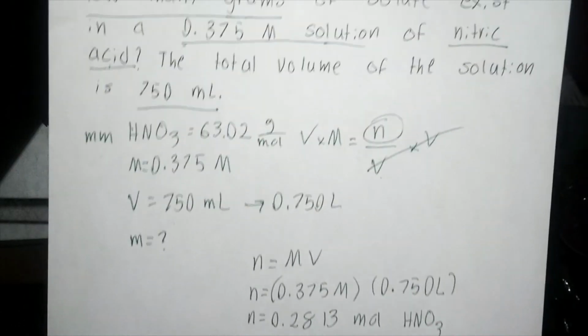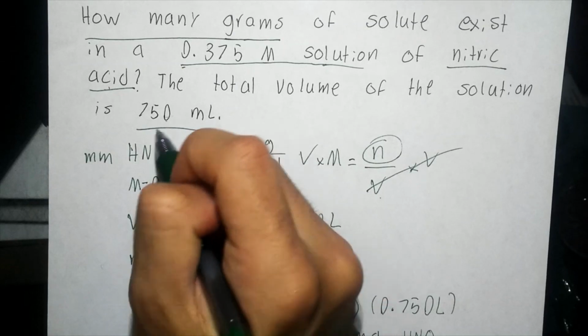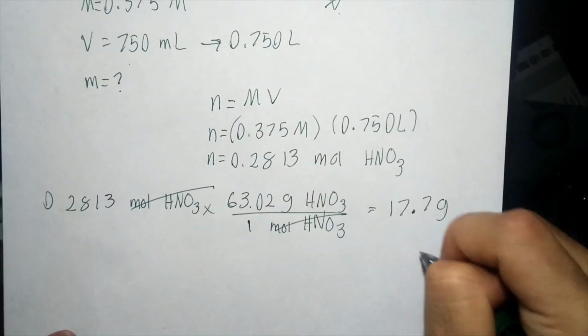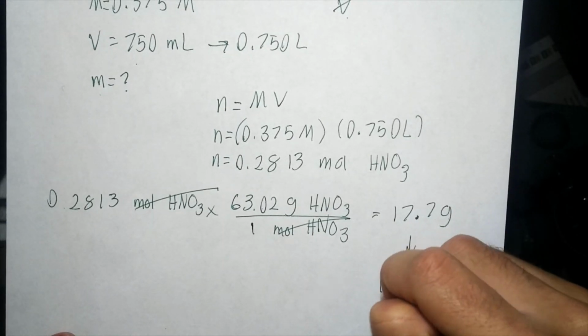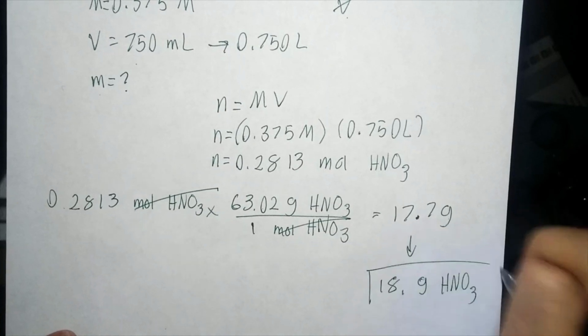Oh, my mistake. In the beginning, you were actually given two different numbers. This 750 mL is just 2 significant figures. So in reality, you would round this up to 18 grams of HNO3. And this would be the final answer.